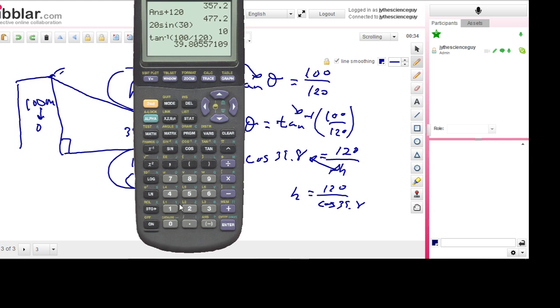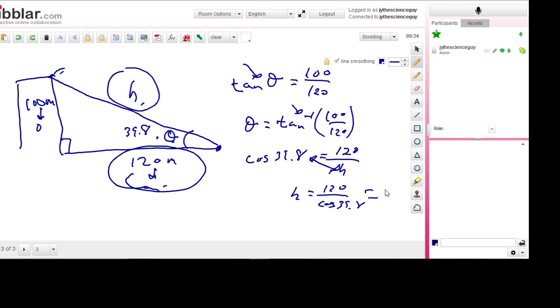Okay, so I'm going to say cosine of my answer divided, oh, sorry, I did that backwards. It's okay. 120 divided by the cosine of my answer. And so that is equal to 156.